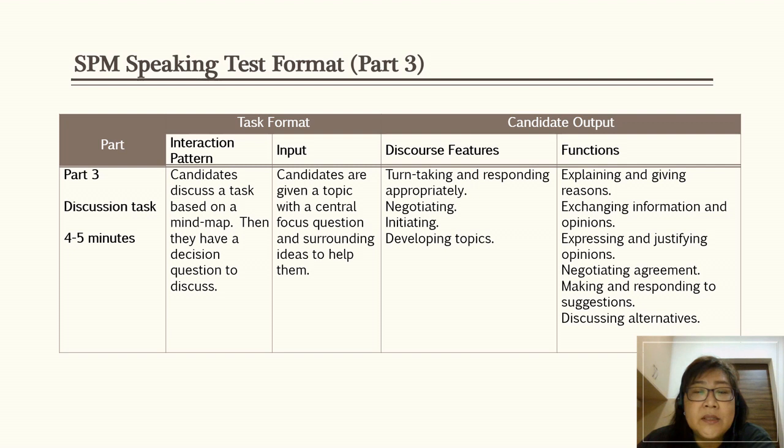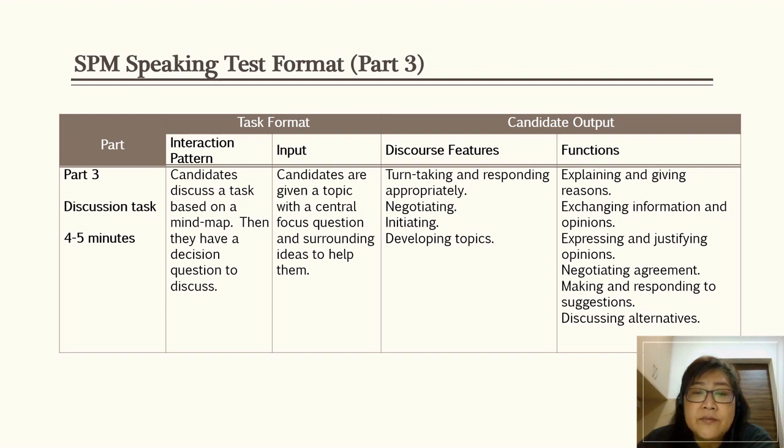And the last part is part 3. Part 3 will be a discussion task, 4 to 5 minutes. Candidates discuss a task based on a mind map. Then they have a decision question to discuss. Candidates are given a topic with a central focus question and surrounding ideas to help them. So this is the mind map.